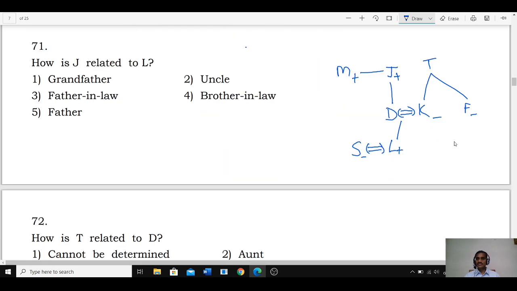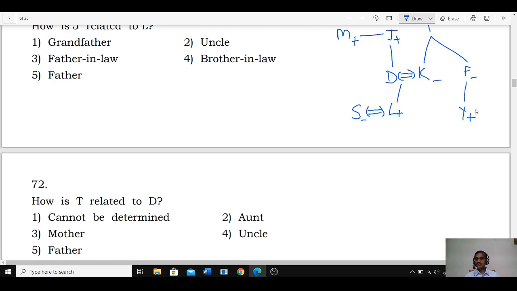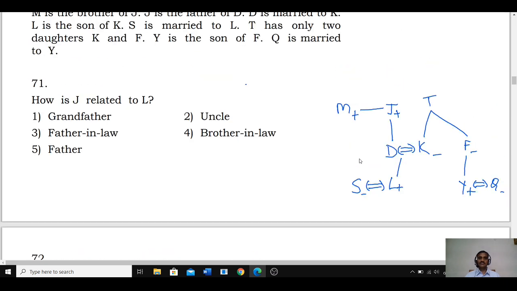Y is the son of F. Now who is this Y? Y is the son of F. Next one, Q is married to Y. Y is a male, Q is a female. Now this is the final arrangement we have.